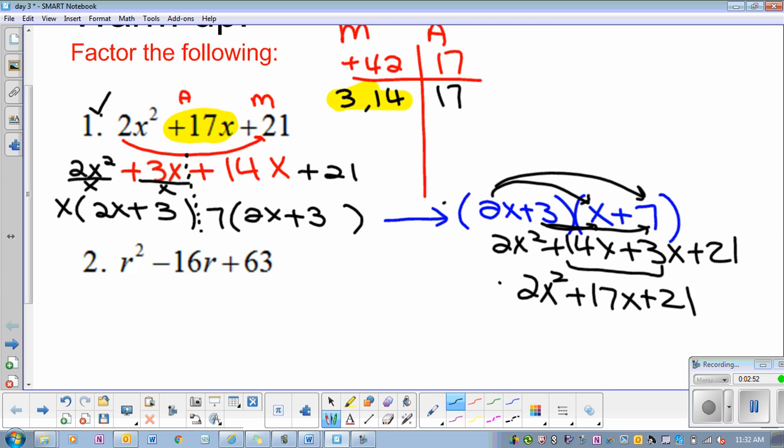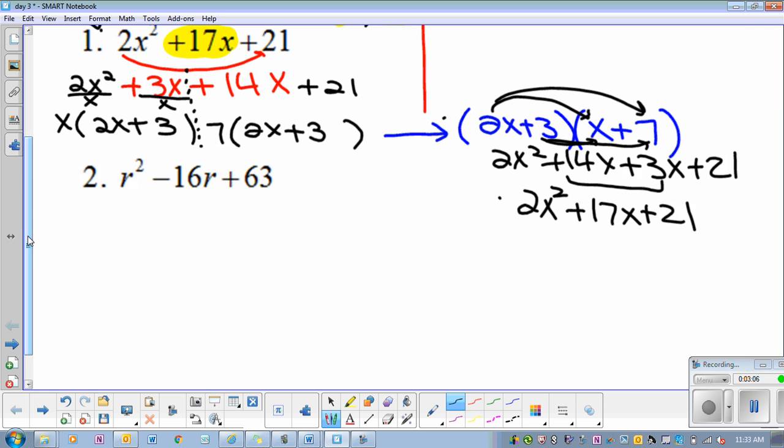Okay? So like on a test, I may FOIL, double distribute it just to make sure that I got it right. On a homework, I wouldn't do it for all the problems, right? But maybe on the test. Okay, so number 2 then. This one's a little bit easier. R squared minus 16R plus 63.